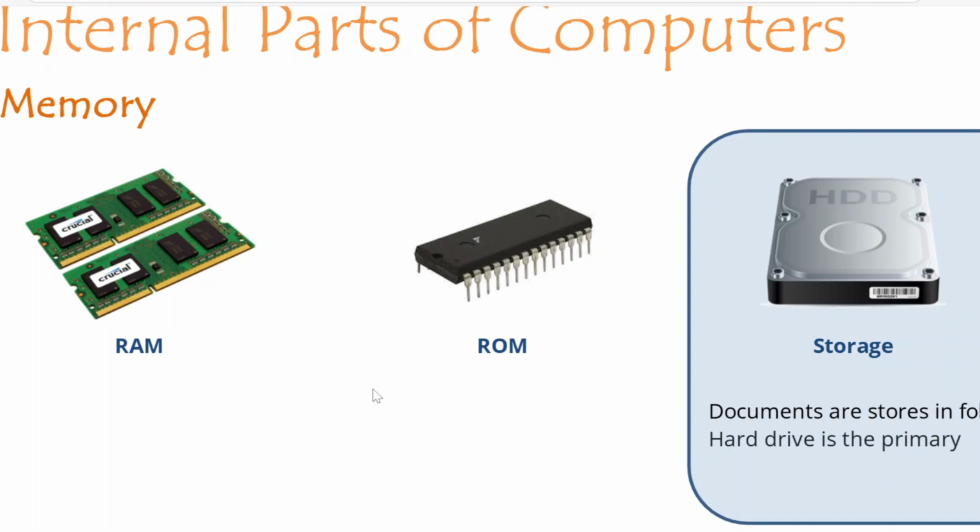Data is stored in files called documents on the computer. To make it easy to locate and work with your documents, you can organize them into folders. Files and folders are stored primarily on the internal hard drive of your computer. The computer uses storage memory for this task.